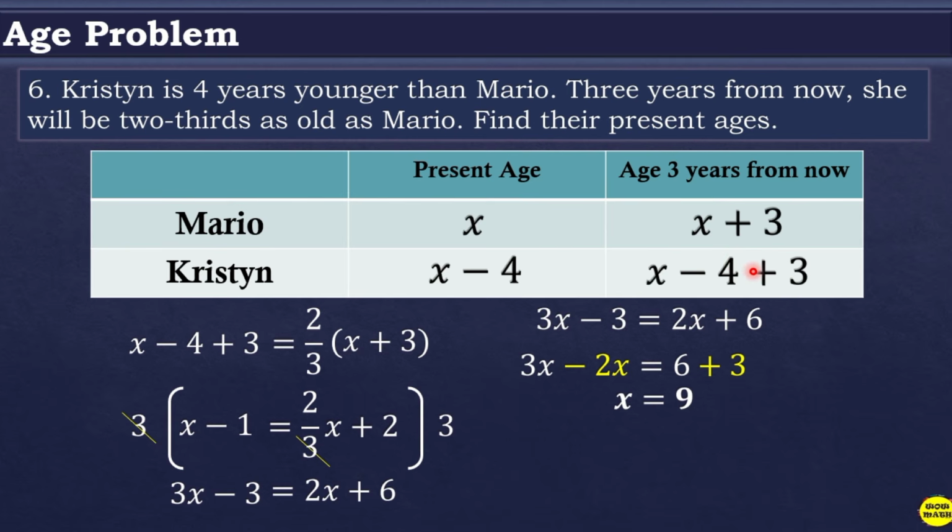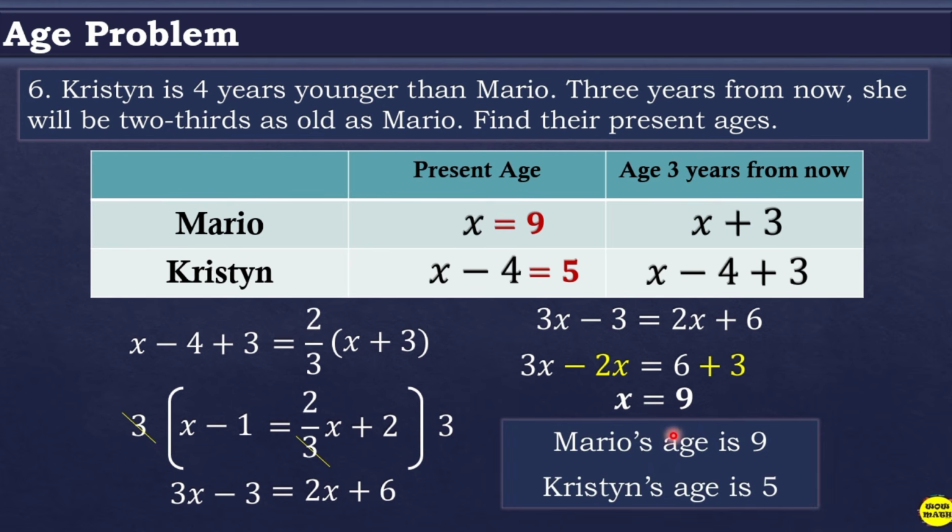Saan natin siya isa-substitute? Dito ba o dito? Okay. Ang tinatanong, find their present ages. So, dito tayo magsa-substitute. Okay? So, your x is equal to 9. So, if your x is equal to 9, 9 minus 4, this is 5. Okay, balikan natin yung tanong. Find their present ages. So, anong age ni Mario? Mario's age is 9, while Christine's age is 5. So, ayun po.